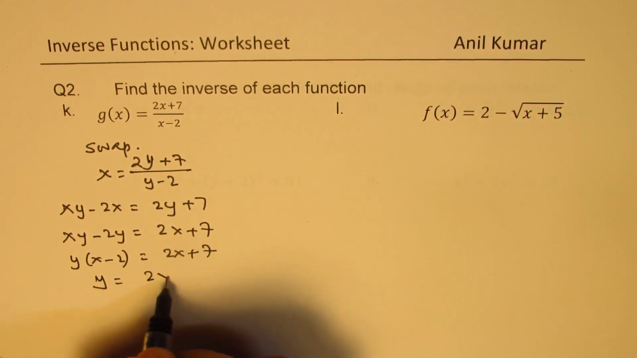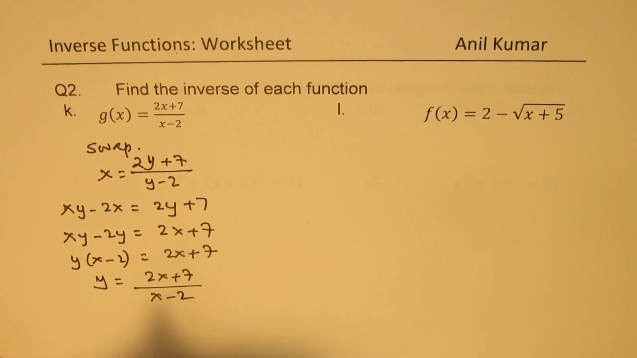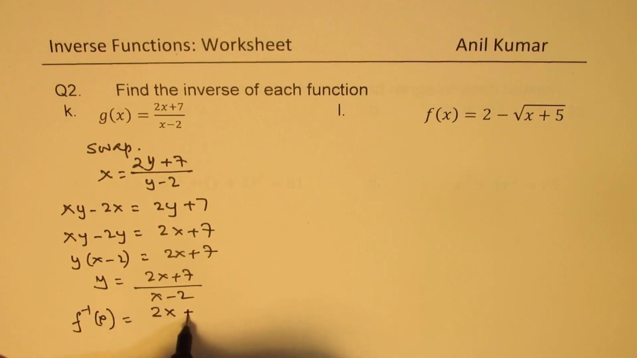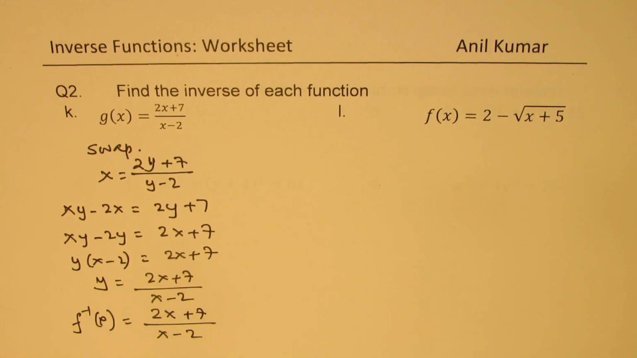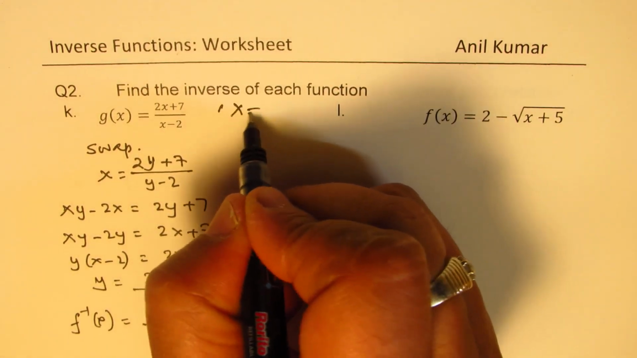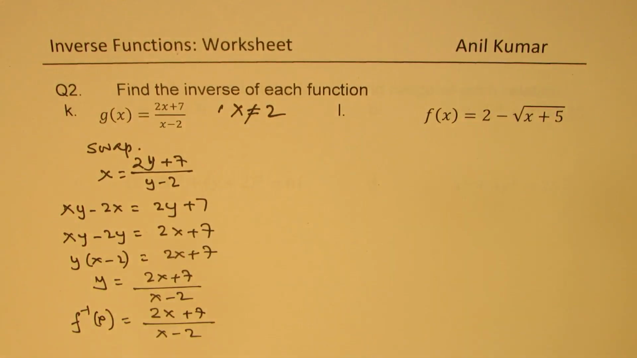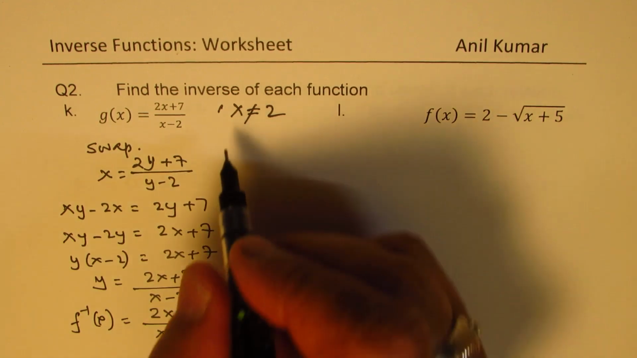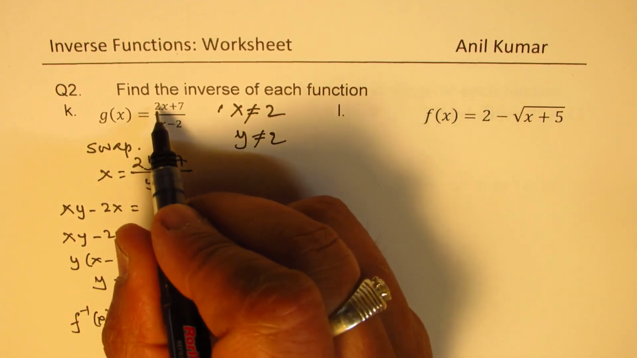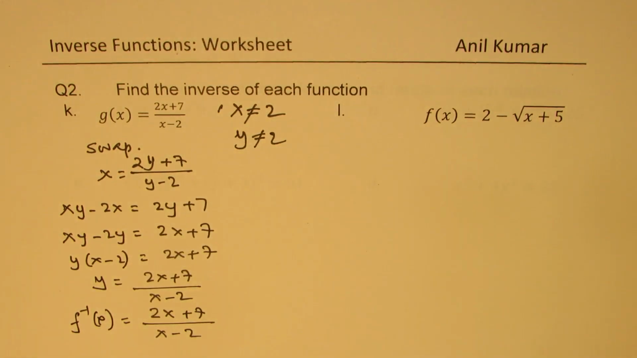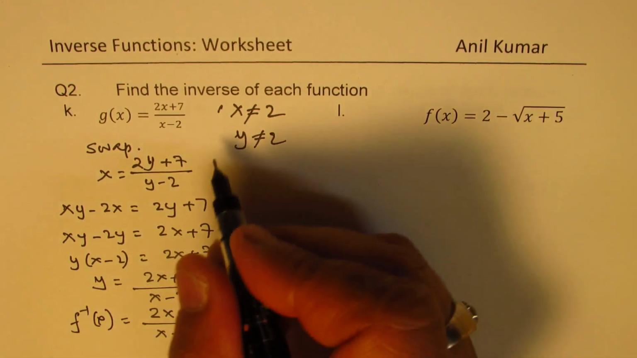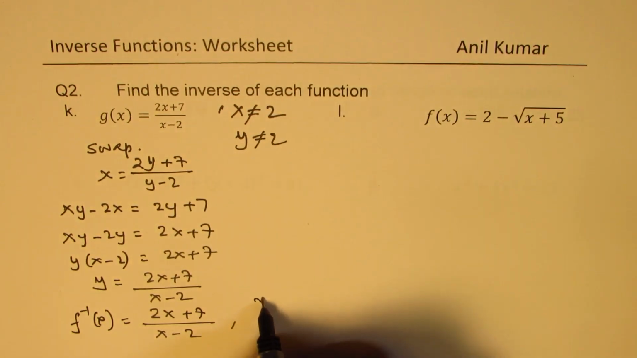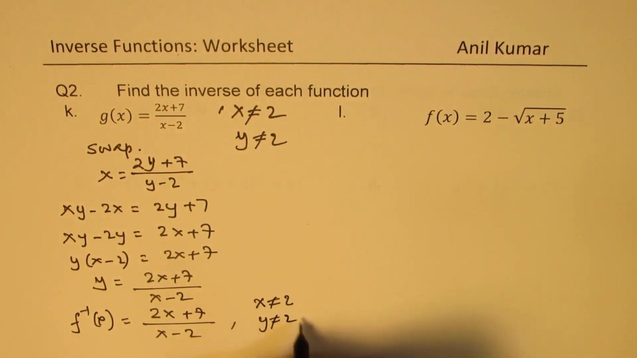So y equals (2x plus 7) over (x minus 2), or f inverse of x is equal to (2x plus 7) over (x minus 2). Now in this function, it is very important to understand that x is not equal to 2. So we're talking about the domain and the range, and y is also not equal to 2, since 2 is your horizontal asymptote. Is that clear to you? So therefore, in the inverse also, when you swap, we get the same condition, x not equal to 2 and y not equal to 2. Correct?